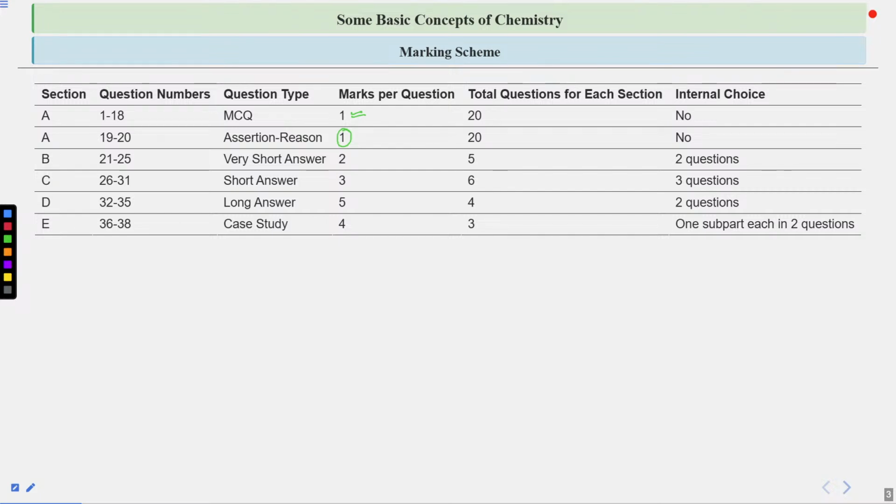Now there can be an internal choice. In section B, there are 2 questions with an internal choice. Then in the short answer section, 3 questions have an internal choice.